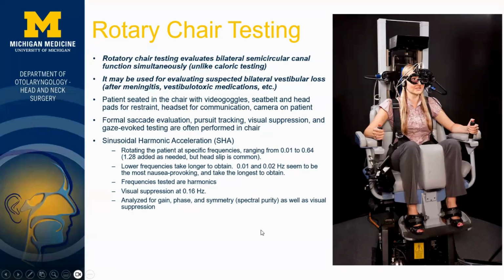So you can break rotary chair down into two subsets. You have the SHA, or the sinusoidal harmonic acceleration, and that's what we think of more classically as rotary chair. So this is rotating the patient at specific frequencies, and these are the mid to high frequency range. So ranging from 0.01, so keep in mind, calorics are 0.001 to 0.002. So rotary chair 0.01 to 0.64.